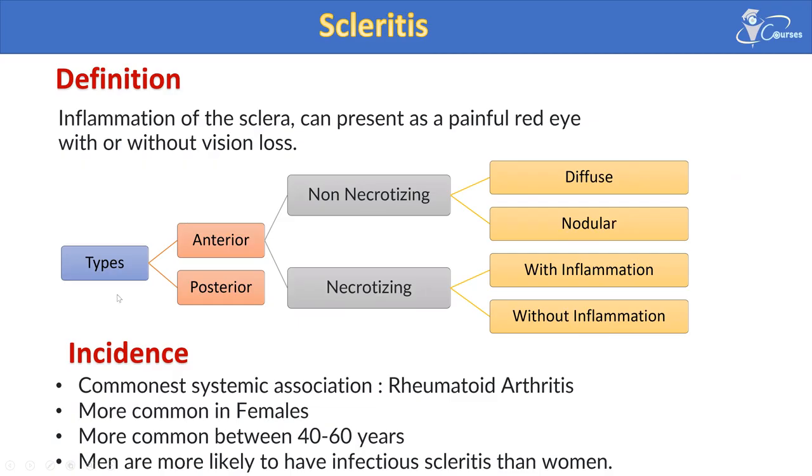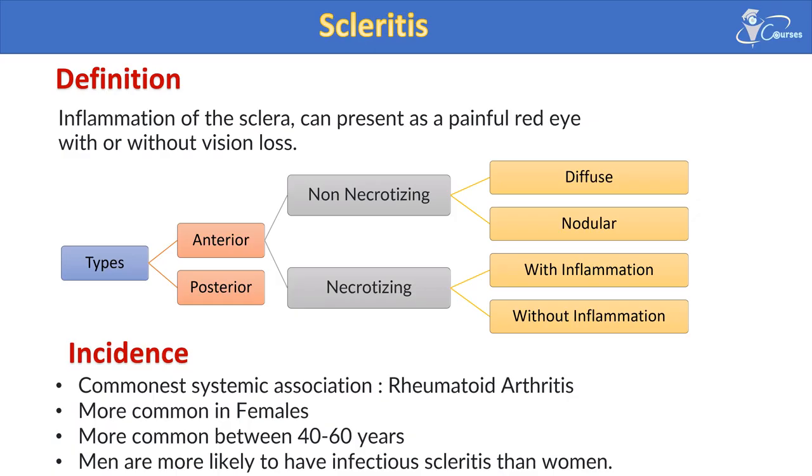So to summarize from this table, we have two main diseases that will cause vision loss: the anterior necrotizing with inflammation, and posterior. Depending on the color, there will be two diseases that are violaceous in color depending on the necrosis of the sclera. So with inflammation and without inflammation, there is necrosis of the sclera, so it will appear violaceous in color.